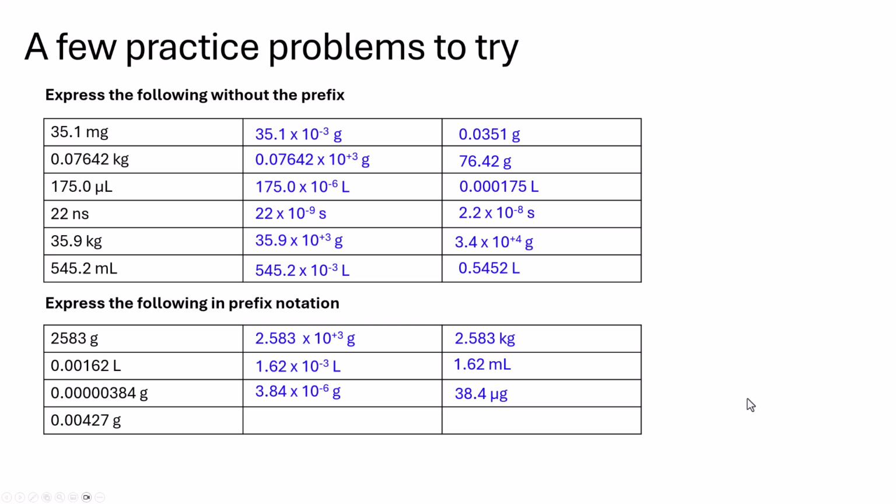And then the last one, 0.00427 grams. This is 4.27 times 10 to the minus 3 grams, or 4.27 milligrams. And so again, I made these work out really nice for the purposes of our illustration, but they don't always work out this nice, and we'll cover that a little bit later.